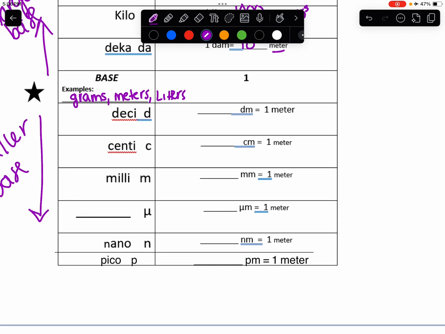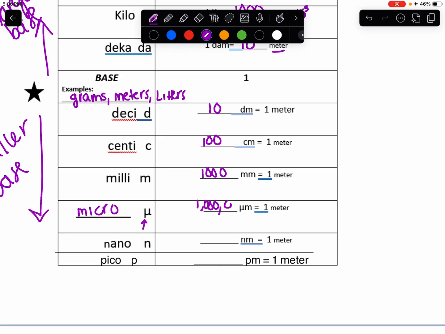So the things that are smaller than the base are deci, centi, milli. We're going to label this one micro, which I know is a little bit different. This is a fancy U. We call that a mu. And so we're going to go ahead and look at deci. There are 10 decimeters in 1 meter. There are 100 centimeters in a meter. There are 1,000 millimeters in a meter.